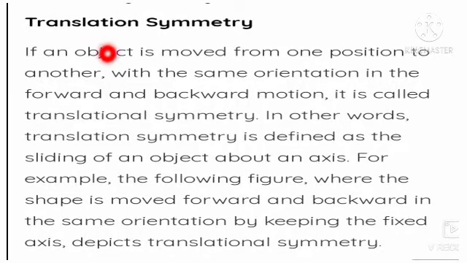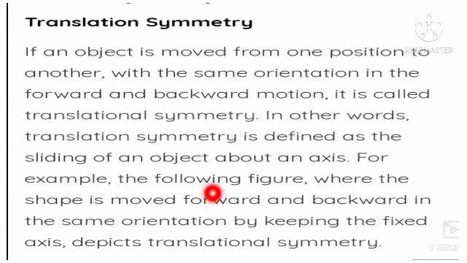Now, what is translation symmetry? If an object is moved from one position to another with the same orientation in the forward and backward motion, it is called translational symmetry. In other words, translation symmetry is defined as the sliding of an object about an axis.